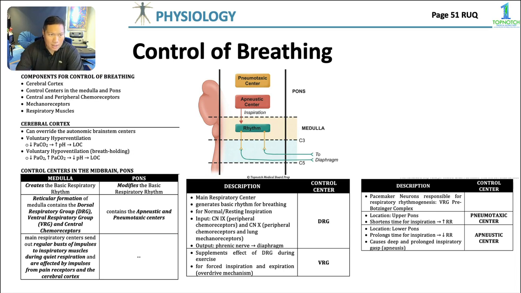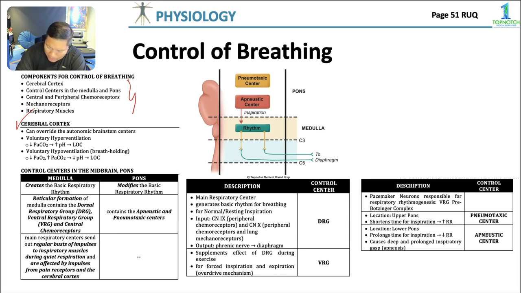Okay? Components for the control of breathing will involve the following. For example, the cerebral cortex can override the autonomic brainstem centers. Breathing is normally an involuntary process. It's supposed to be automatic. However, the cerebral cortex can override. You can consciously control your breathing if you want to.